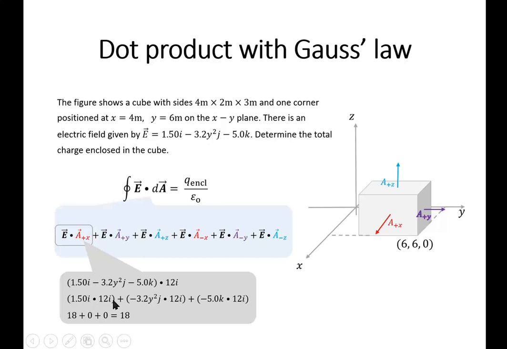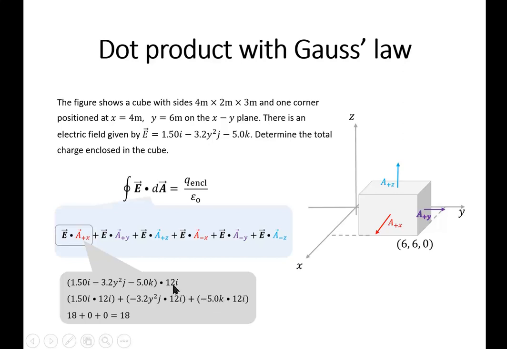Because we have i dot i, this one will give us a non-zero value, which is 18. Then for the second one, we have 12i dot negative 3.2 y squared j. We don't need to worry about this one because it is going to be i dot j, and that is going to give us 0. Similarly, we have 12i dot k, something k. And so long as we have unlike unit vector terms, the dot product is going to be 0.